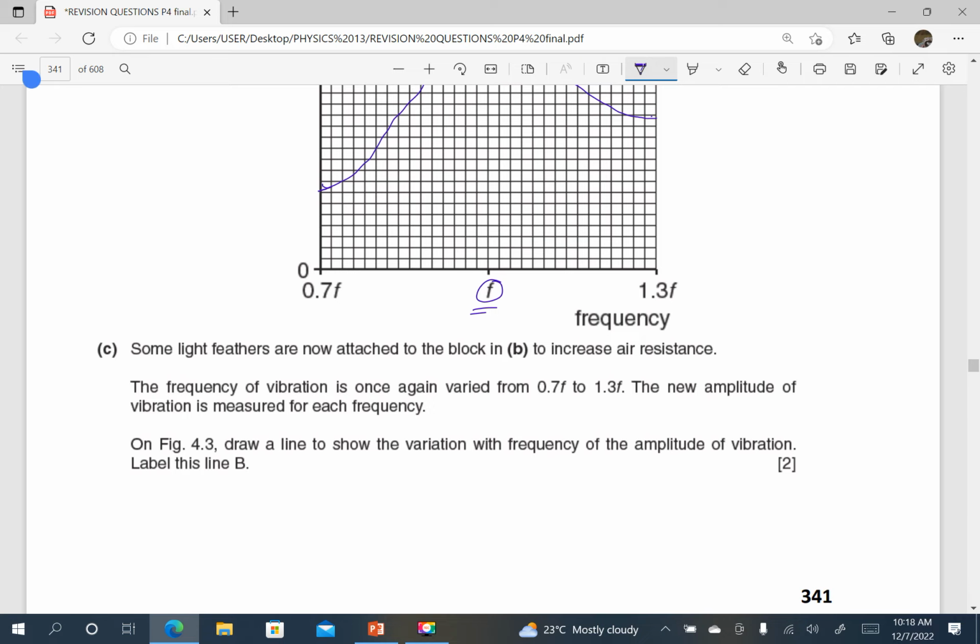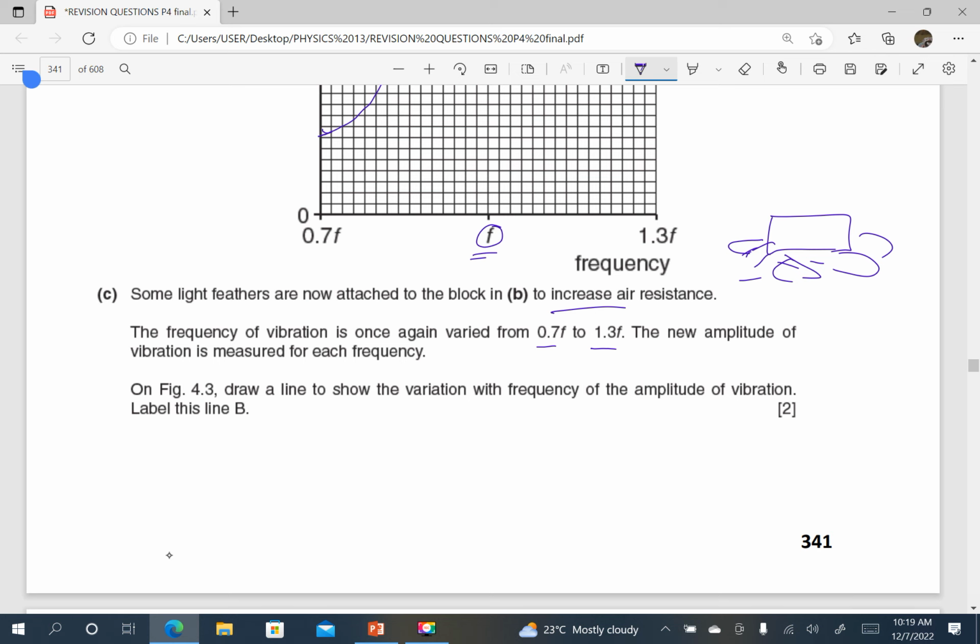Some light feathers are now attached to the block. If we attach light feathers to the block, we are increasing the surface area, so we are damping. So to increase air resistance, the frequency of vibration is once again varied between 0.7 to 1.3. The new amplitude of vibration is measured for each frequency. Draw a line to show the variation with frequency of the amplitude of vibration.